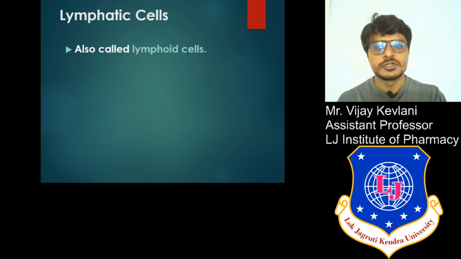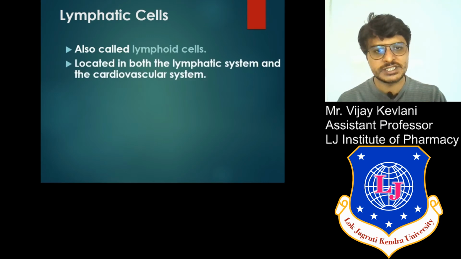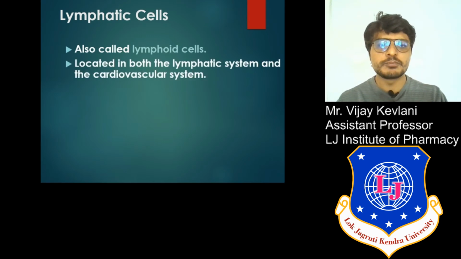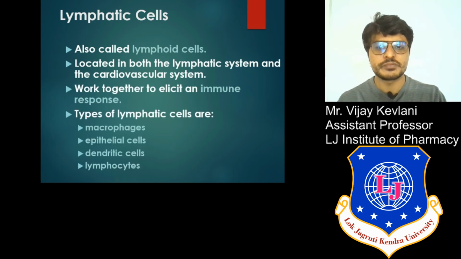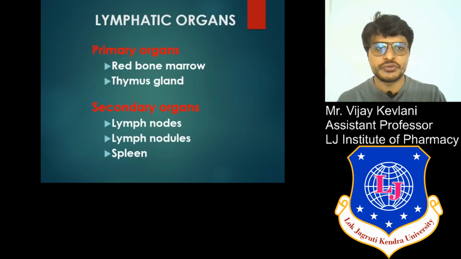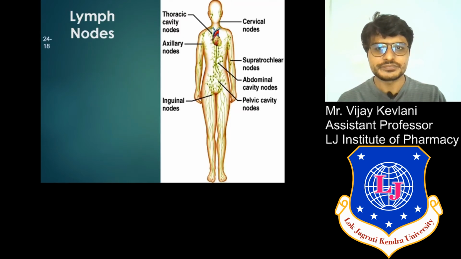Lymphatic cells, also called lymphoidal cells, are located in both the lymphatic system and the cardiovascular system, and work together to elicit an immune response. Types of lymphatic cells are macrophages, epithelial cells, dendritic cells and lymphocytes. Lymphatic organs: the primary organs are red bone marrow and the thymus gland. Secondary organs are lymph nodes, lymph nodules and the spleen.